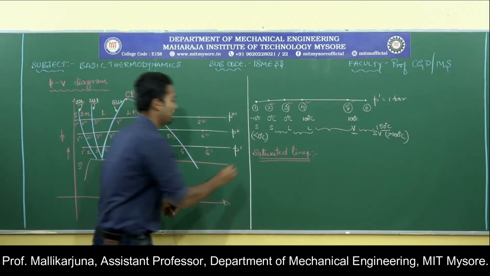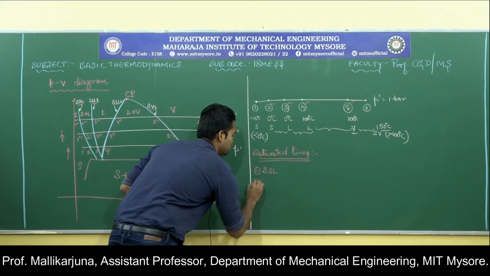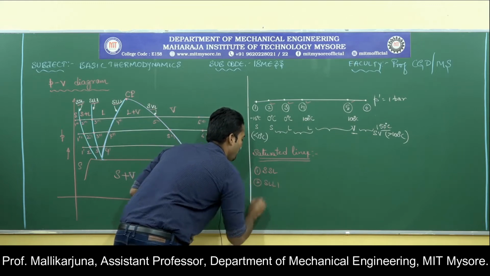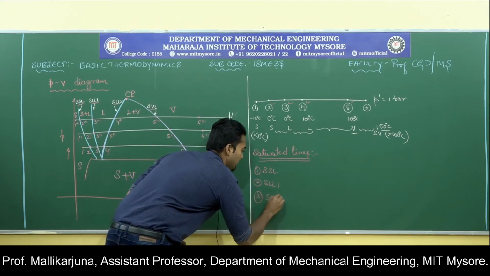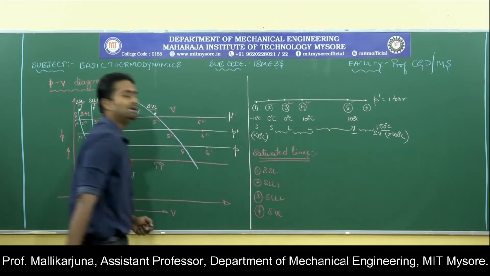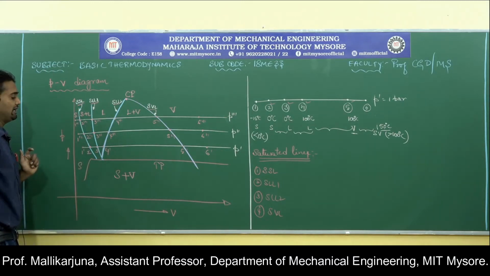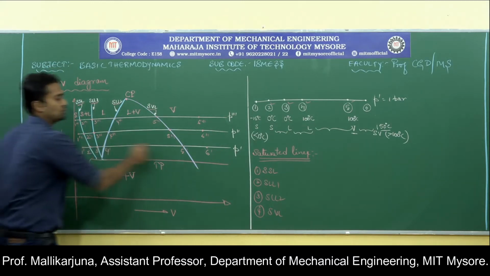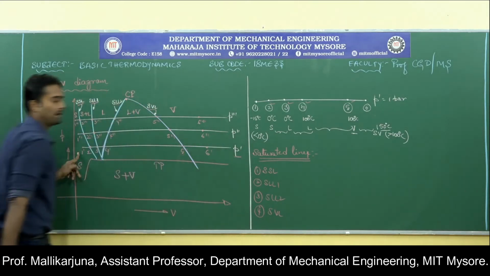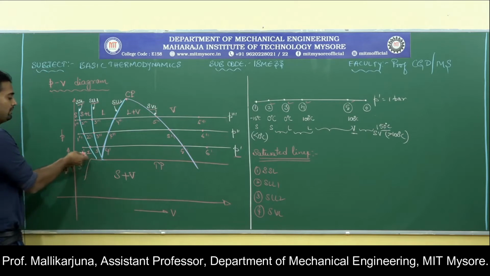Let us look at them one by one now. First one is a saturated solid line. Second one is saturated liquid line 1. Third one is saturated liquid line 2 and the fourth one is saturated vapor line. Now let us look at this saturated solid line. Concentrate on the P dash pressure, which is nothing but 1 bar. I have taken an example over there.